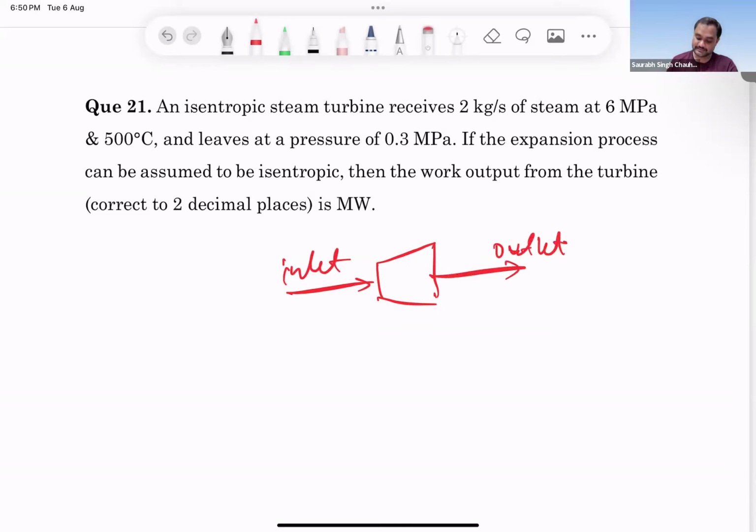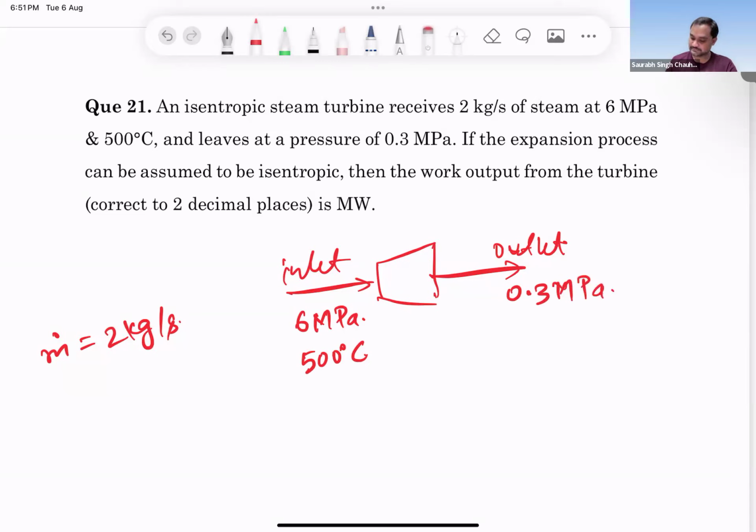At inlet, the turbine receives 2 kilogram per second of steam at 6 megapascal, 500 degrees Celsius, and leaves at 0.3 megapascal. If the expansion process can be assumed to be isentropic, meaning constant entropy process, then we have to find the work output.